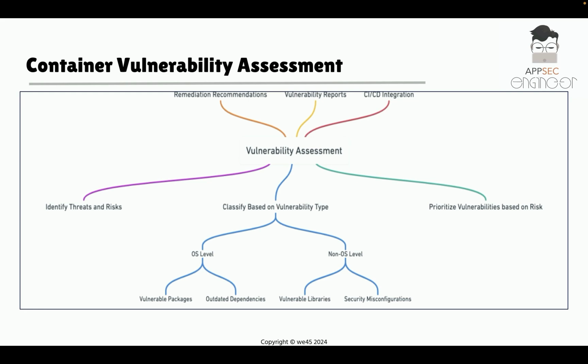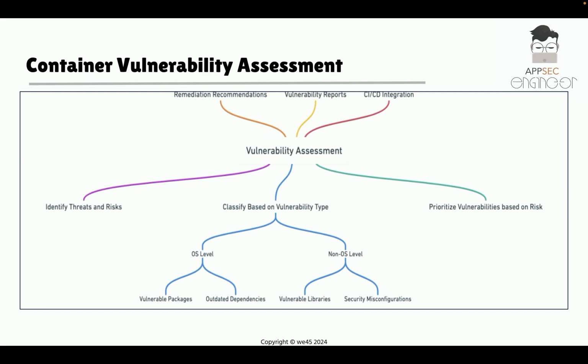Now let us classify based on the vulnerability type, that is, operating system level vulnerability and non-operating system level vulnerability. In the operating system level, you have vulnerable packages that you might want to update or even remove. In the non-operating system level, you have vulnerable libraries that you might want to update, and also security misconfigurations when you're running your Docker containers.